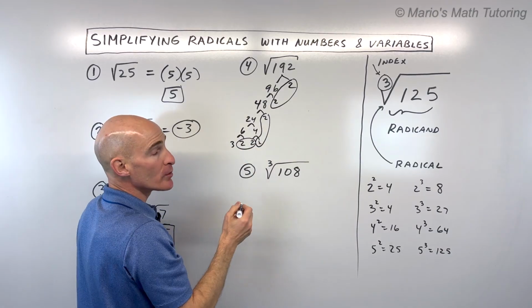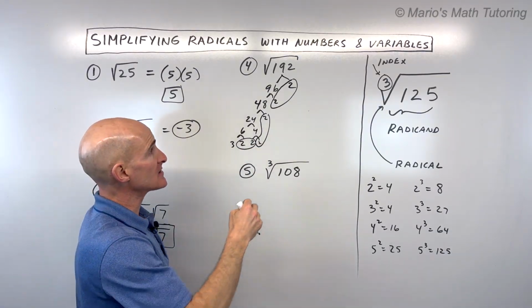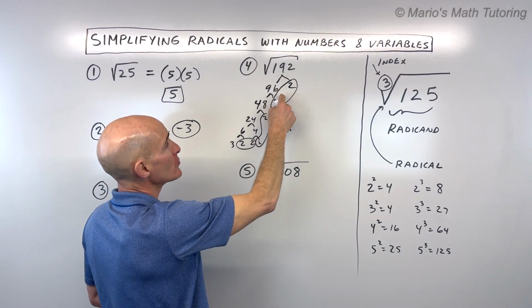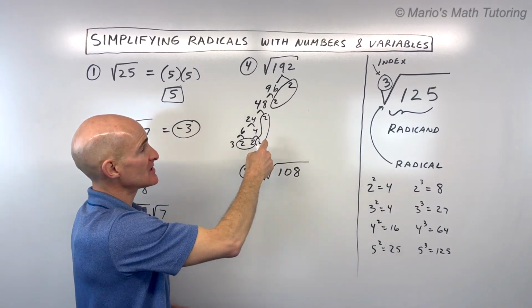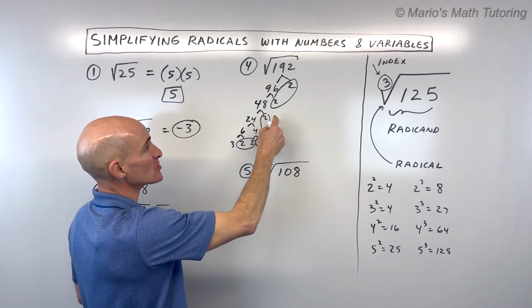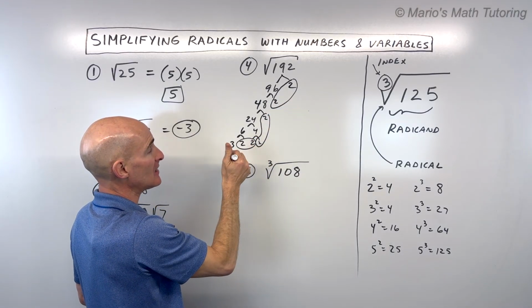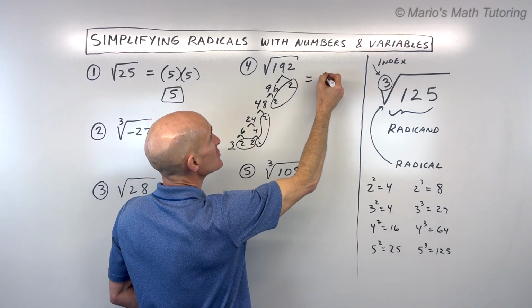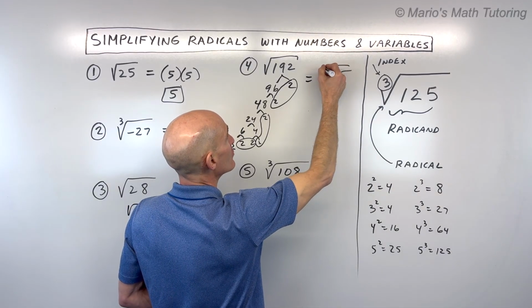So for each group, you get 1 of that quantity, because this is like 2 squared. The square root of 2 squared is just 2. Same thing here. This is like 4. What's the square root of 4? 2. The square root of 4 is 2. So we get 2 times 2 times 2, which is 8, with a 3 left over. So this is written as 8 times the square root of 3.